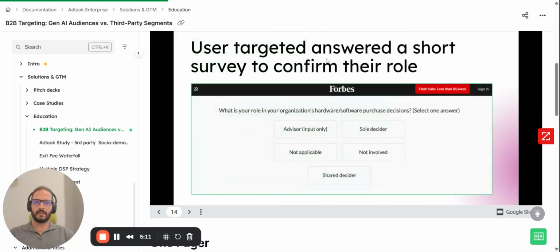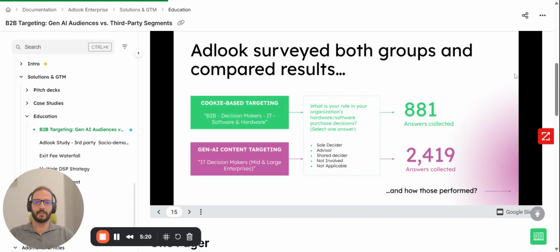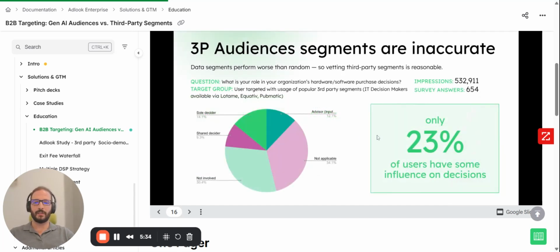Okay. User targeted answered a short survey to confirm their role. This is what it looked like. Very simple, very nice and neat, and you get it done pretty quickly. We surveyed both groups and compared the results. So for cookie-based targeting, 881 answers collected. For our prime audience targeting, 2,419, 3 times higher. Blew them out of the water.